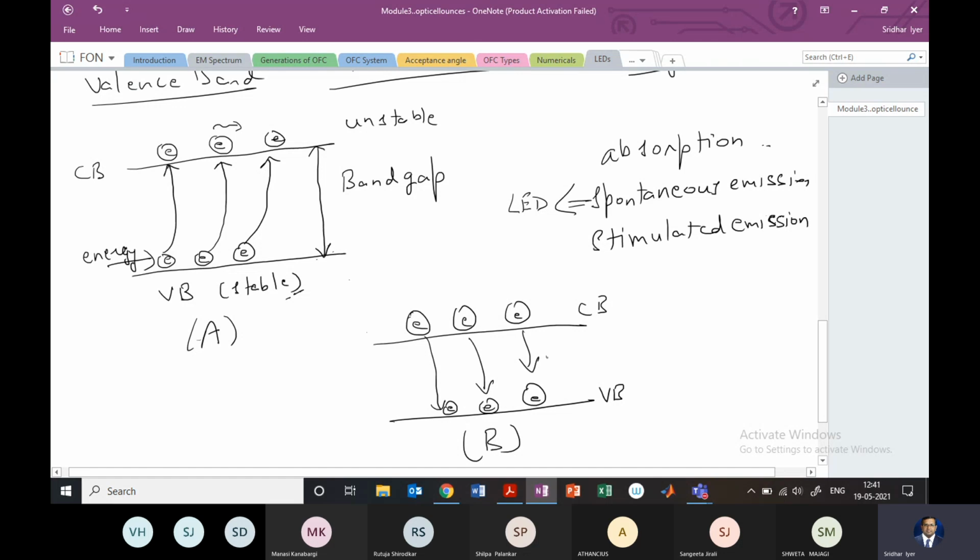However, once they fall back, they need to return that energy, right? So when they return this energy, for us it comes in the form of light. So I'll write it as hf1, hf2, and hf3, because I've drawn 3 electrons. So you'll get hf1, hf2, hf3. So this is all light, right?